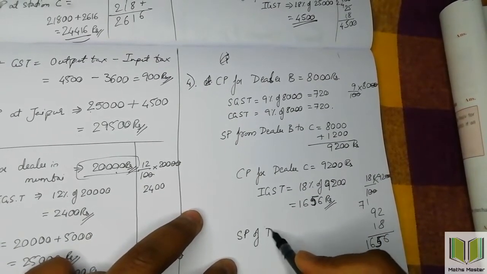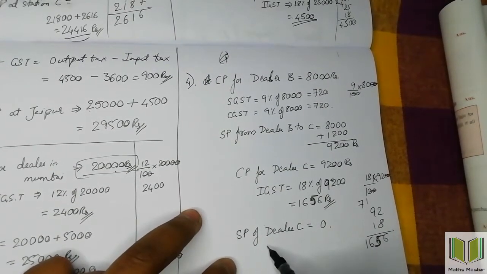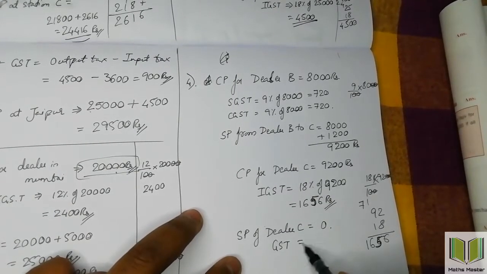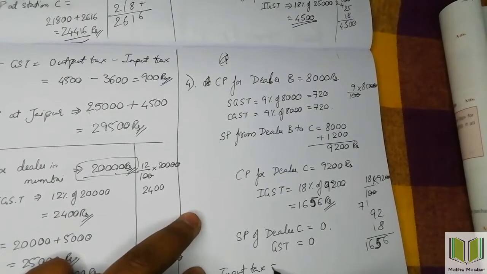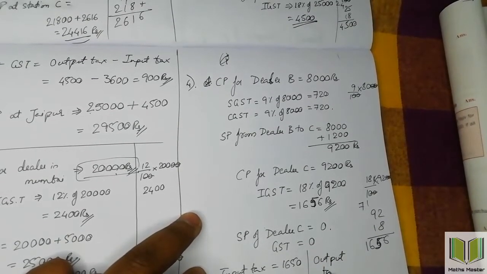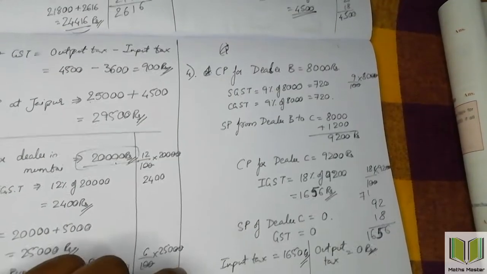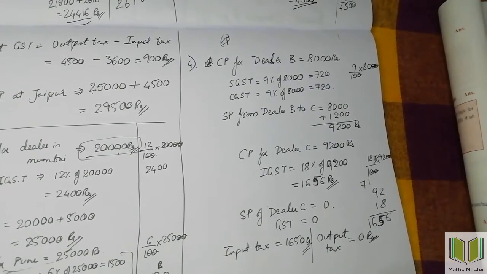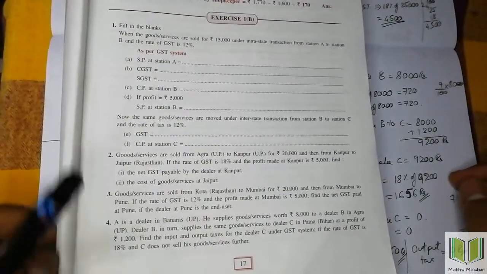Selling price of dealer C is equal to 0 because he is not selling it any further. So GST will be equal to 0. In that case, input tax is 1,656 and output tax is equal to 0 rupees. You can check the exercise answers in the back of your textbook. The answer should match that. Okay, 1,656 and 0 rupees is the input and output tax for the person C. Now, question 5. We'll go for question 5.